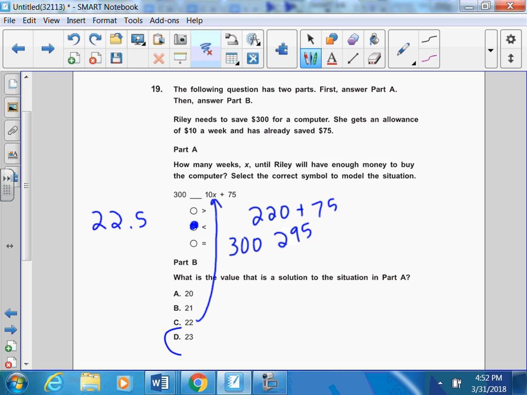So that's why it has to be 23 weeks. And that's kind of what led me to saying that you need to use an inequality sign instead of the equal sign.